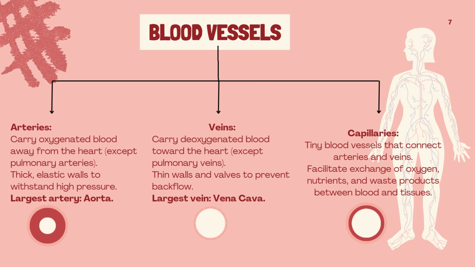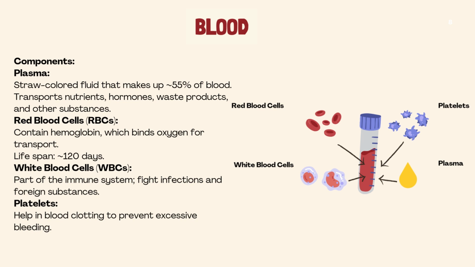Blood components. Plasma is a straw-colored fluid that makes up 55% of blood and transports nutrients, hormones, waste products, and other substances. Red blood cells, RBCs, contain hemoglobin, which binds oxygen for transport. Lifespan: 120 days. White blood cells, WBCs, are part of the immune system and fight infections and foreign substances. Platelets help in blood clotting to prevent excessive bleeding.